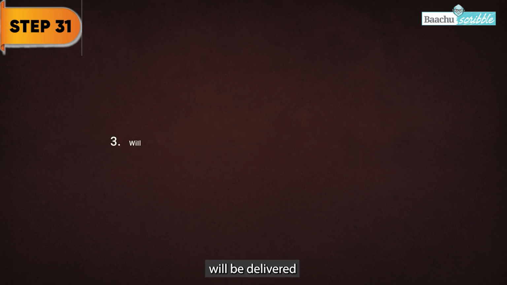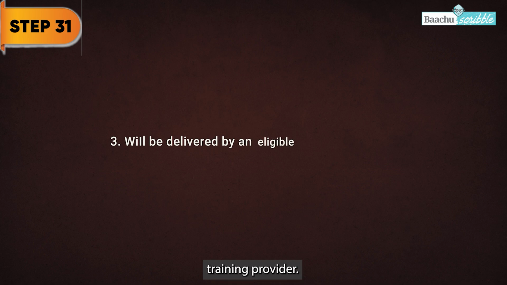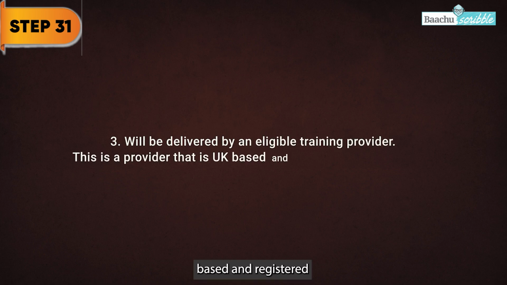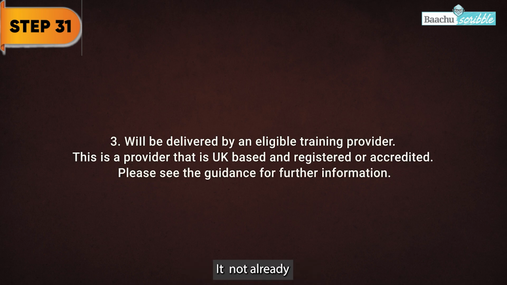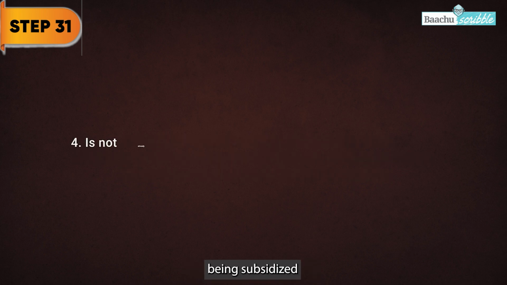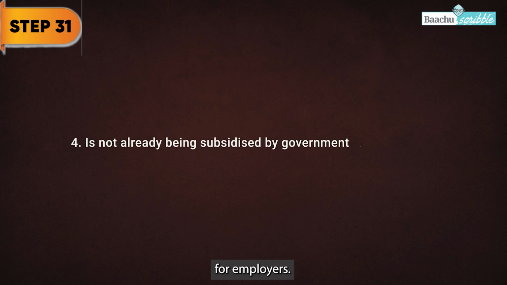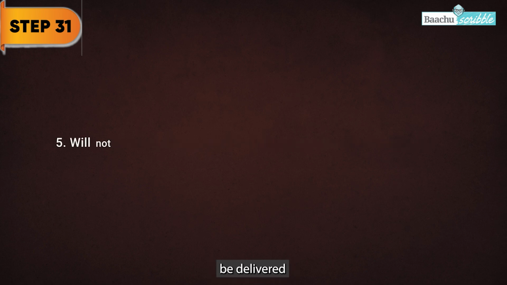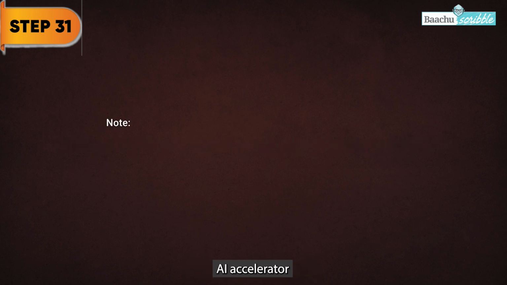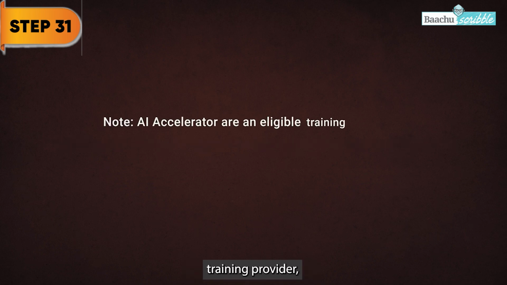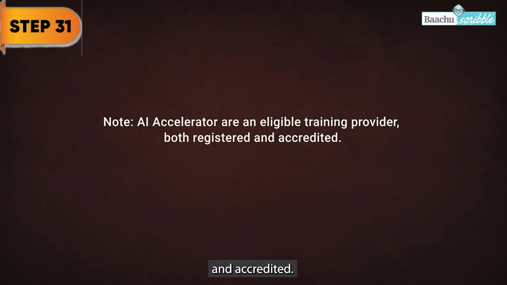3. Will be delivered by an eligible training provider. This is a provider that is UK-based and registered or accredited. Please see the guidance for further information. 4. Is not already being subsidized by government for employers. 5. Will not be delivered by your own company to your own employees. Note: AI Accelerator are an eligible training provider, both registered and accredited.